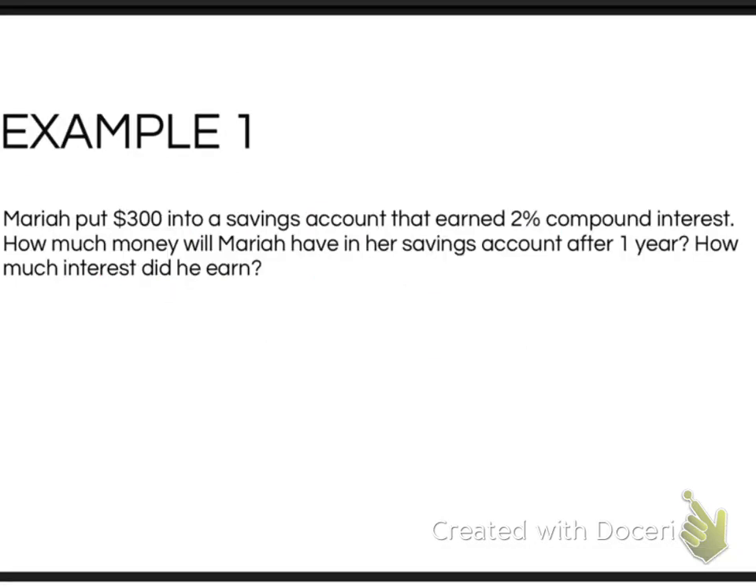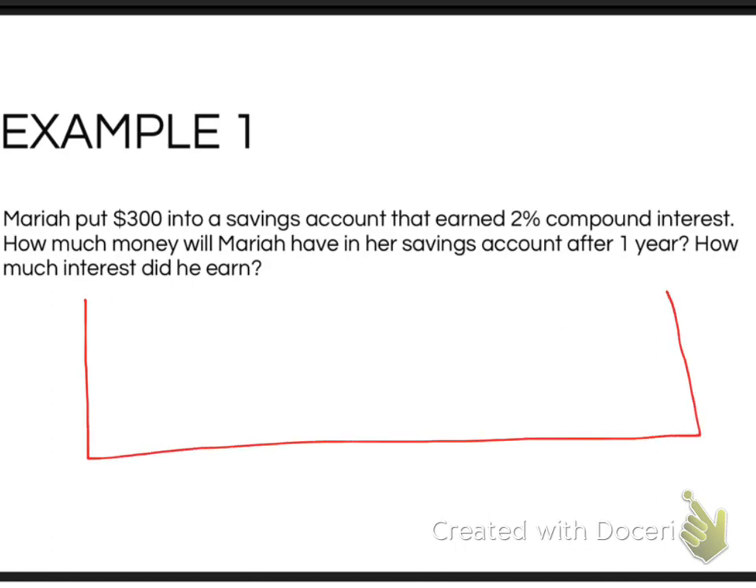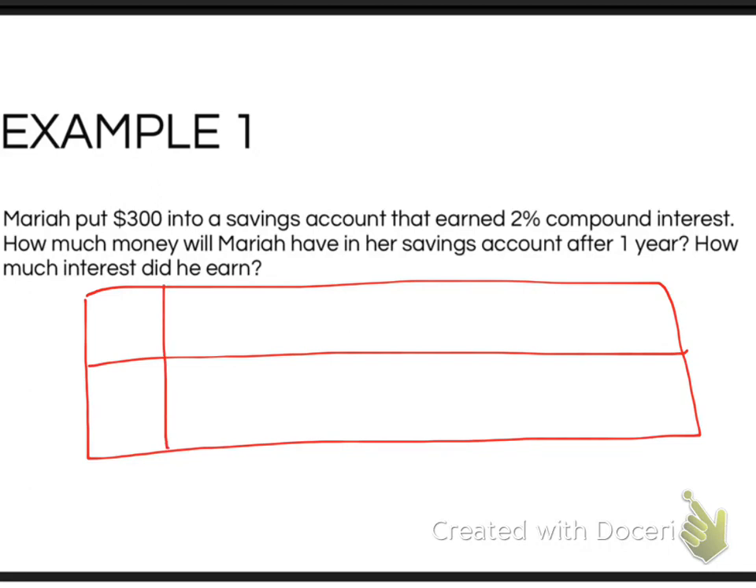Okay, so let's look at this. Mariah put $300 into a savings account that earned 2% compound interest. How much money will Mariah have in her savings account after 1 year? How much interest did she earn? That's supposed to be "she." Alright, so this is what it looks like. Compound interest earns money off the first year. So when we do compound interest, we create a little table.